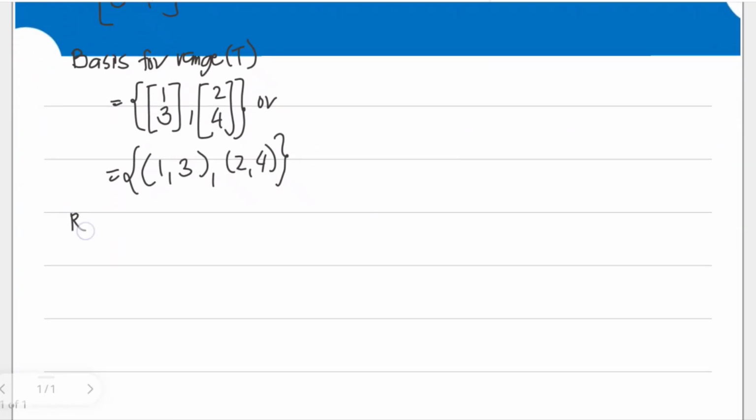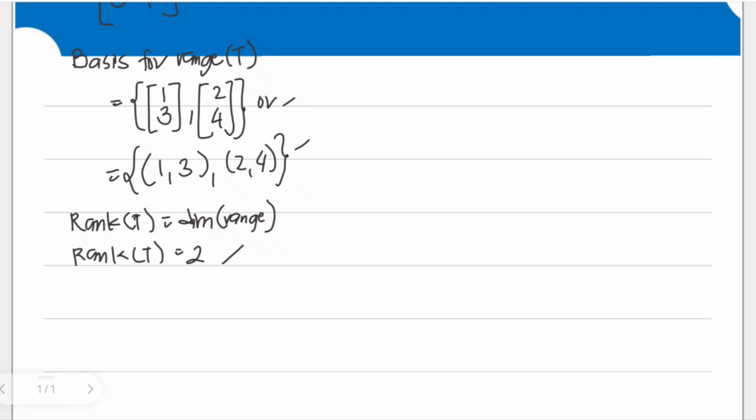Now, for the rank of T, rank is again simply the dimension of the basis of your range. Since we have two vectors for the basis of the range, the rank of T for this matrix A is equal to 2. We have two vectors. This is the rank. These two are the same. They are the basis for the range of T.